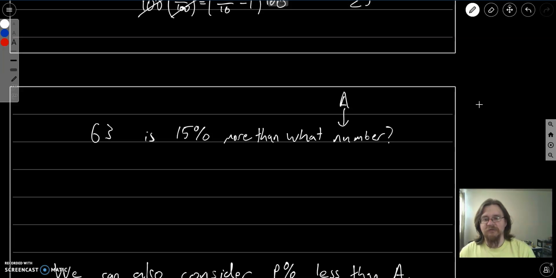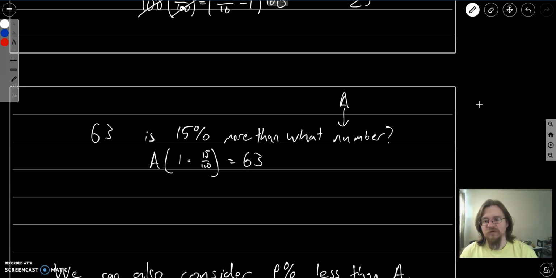And if I want to take 15% more than A, I'm going to take A, and I'm going to take 100% of A, which we represent with the number 1, and I'm going to add a little bit more. I'm going to add 15% more. So 15 divided by 100 is the way that we write 15%, and we know that if we take all of A and add a little bit more, we should get 63.